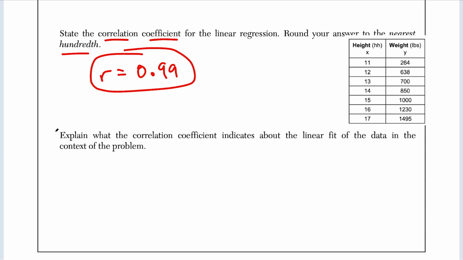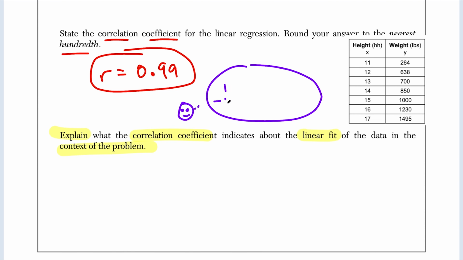So now for the last part here, we have to explain what the correlation coefficient indicates about the linear fit of data in the context of the problem. So for this one here, remember, we're talking about the weight and height of ponies and horses. So if we look here, we have a strong positive correlation. And how I know this is that when you're thinking about your correlation coefficient, it's going to be between -1 and 1. And if it's close to either of these endpoints here, that means strong. So R equals 0.99 is pretty close to 1. So that would be a strong positive correlation between the height and weight of ponies and horses. So what that's saying in the context of the question here is that the taller a horse or a pony is, the heavier it is going to be.